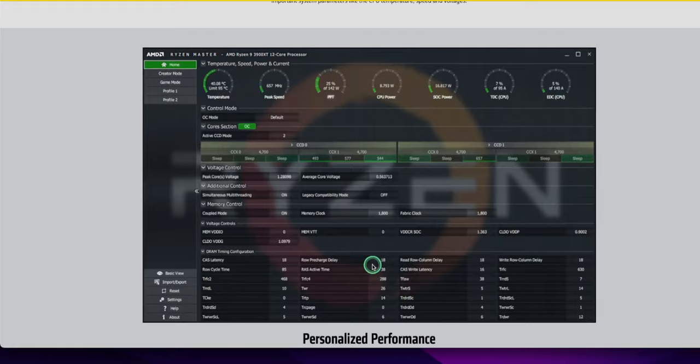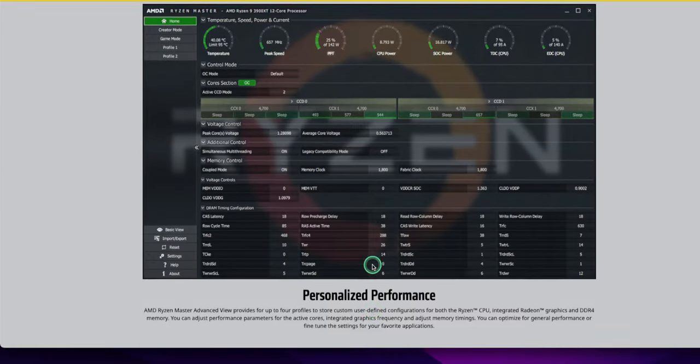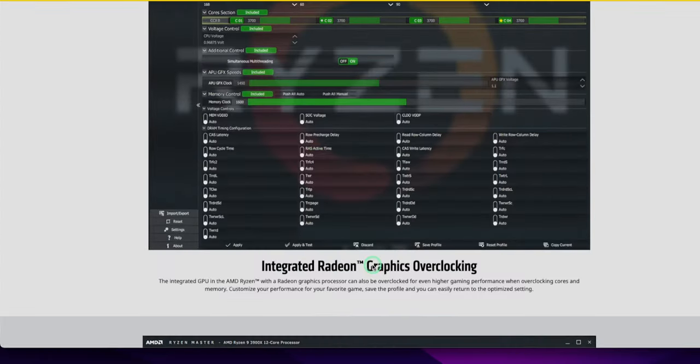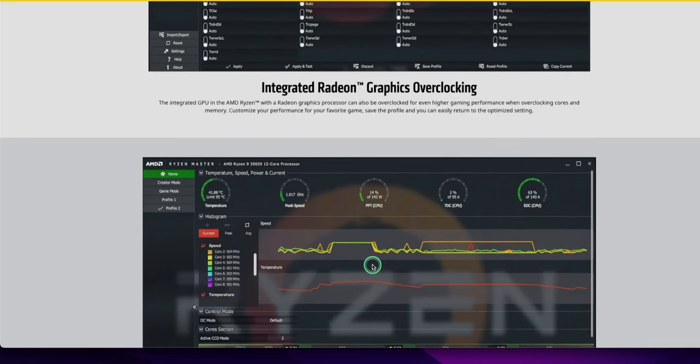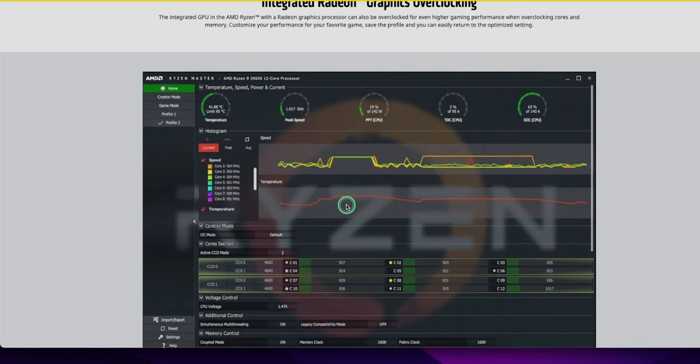Yeah, here it is. Here's the look. Let's see, what are we doing here? Basic view, personalized performance. Just go through it. Graphics overclocking. Listen, I'm trying to see speed, temperature. I have not looked at this mode. I just learned something. I have not looked at the graphing mode.